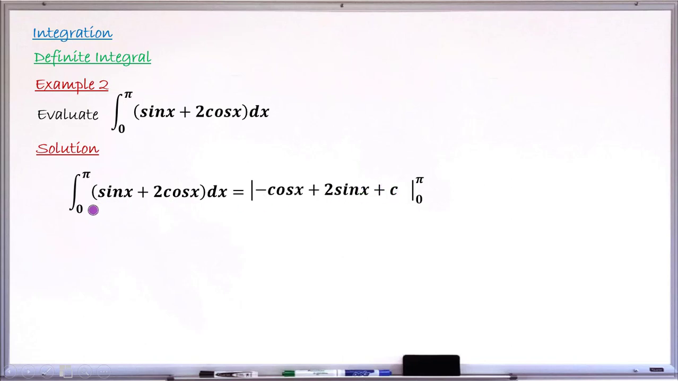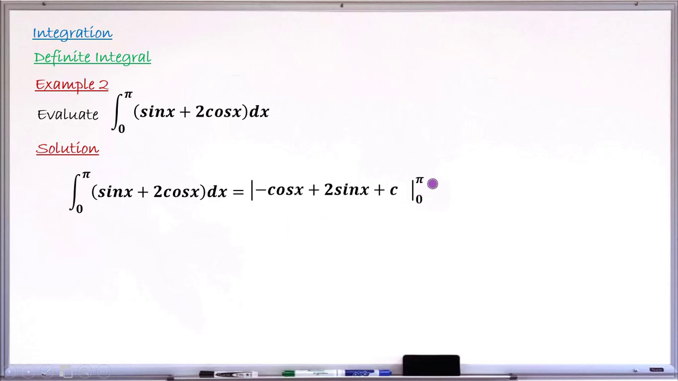Then I copied my lower and the higher limit, look at 0 and pi. So I'll continue. I'll now start with the higher limit, which is pi in this case. So I'm going to replace the x by pi. Then later replace the x by this 0. Then I'll now find the two values and subtract. Let me go on and do that.